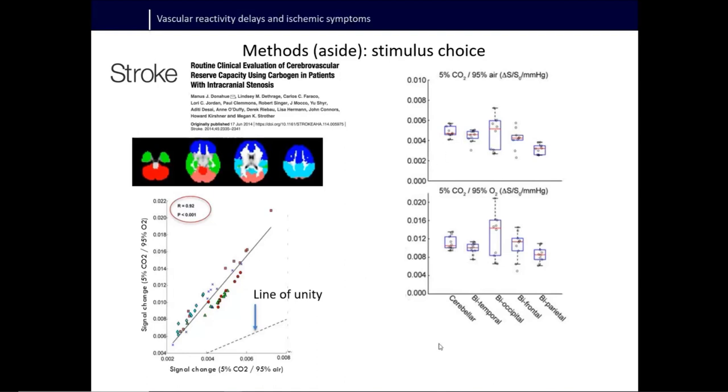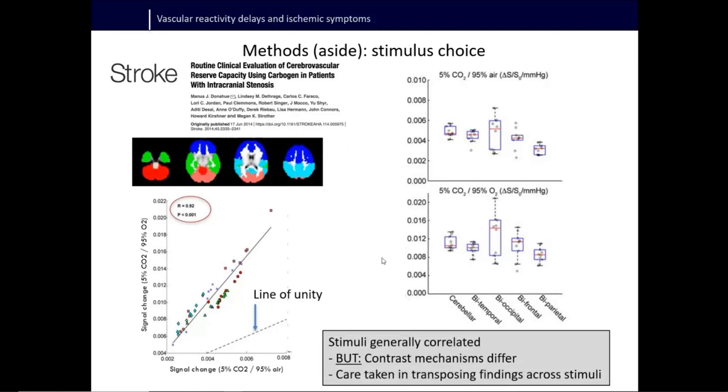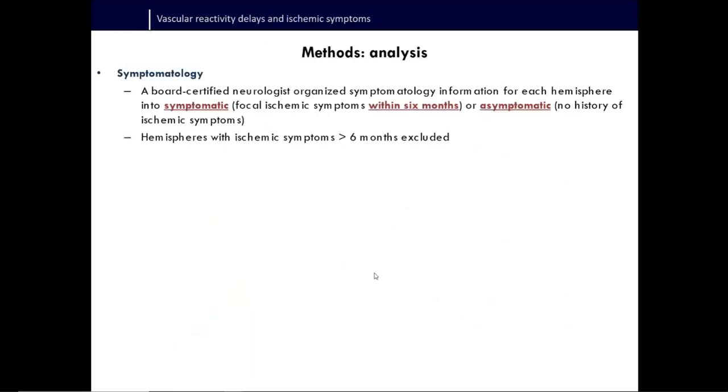If you look across different regions, so different brain lobes and so forth, you also see generally the same trends for both the hypercapnic normoxia and the hypercapnic hyperoxia. So what I would just say from this aside is that the contrast mechanisms of these differ. We can talk more about that if people are interested. So you want to take a little bit of care in transposing findings from one stimulus to another, but they're generally correlated.